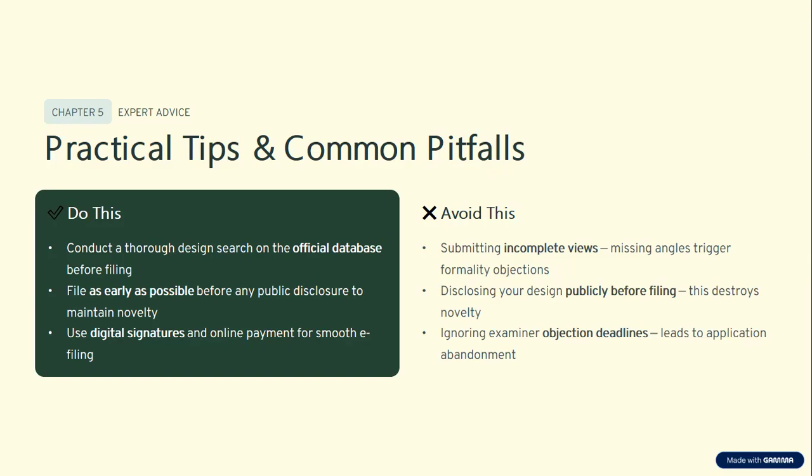Next thing is, avoid submitting incomplete views of the design. Don't disclose your design publicly before filing. That will spoil the novelty. Don't ignore the examiner's objection deadlines. That will lead to sudden rejection of the design application. So these are the things to be done and things to be avoided very strictly.